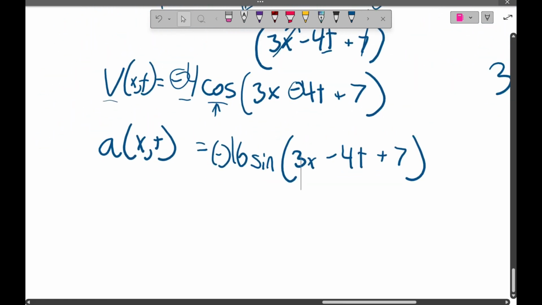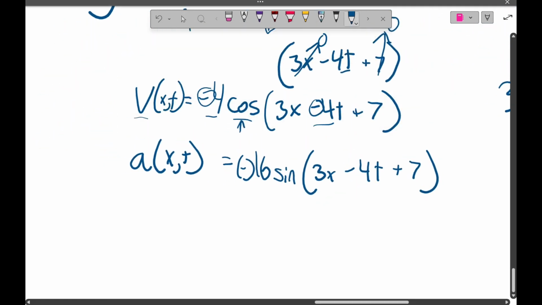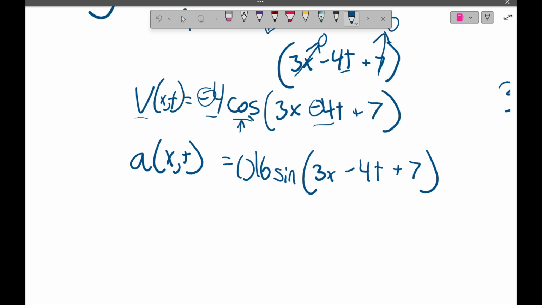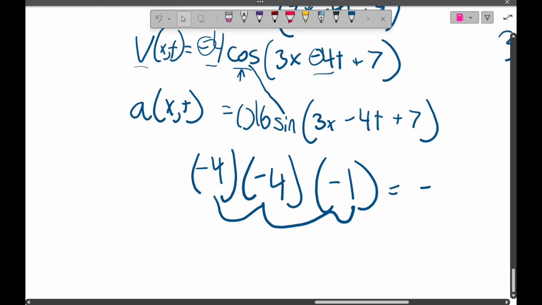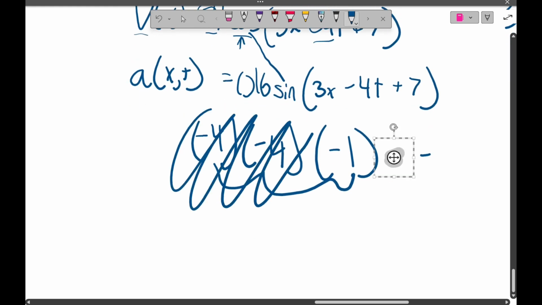For me, I just take it one step at a time. I pull out the negative 4, and I'm like, okay, that negative just changed to a positive, but then I changed my cosine to a sine, so I get another negative. So we had negative 4 times negative 4 times, you could even say negative 1, and you get a negative, right? Negative times another negative is a negative. Okay. So pay attention to your signs.